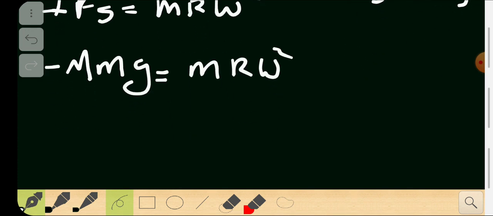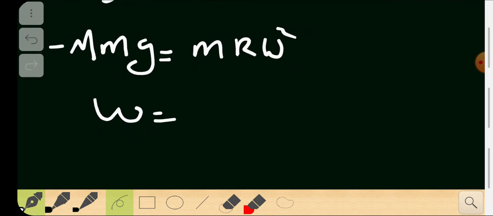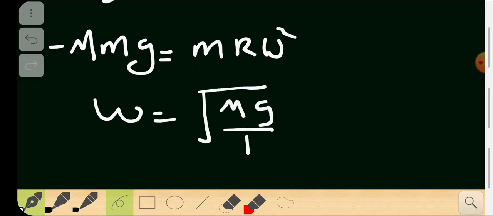M and m will cancel, so you get omega must be equal to the square root. I'm taking the magnitude here, so the direction is gone. We need to know what the direction is, so it is anti-clockwise, which is given anyways. So omega must be equal to the square root of mu times g by r. Simplifying that, m and m cancel. So we found the omega.